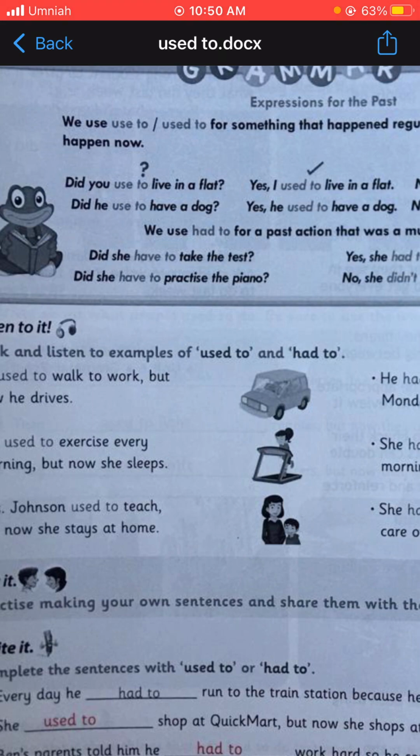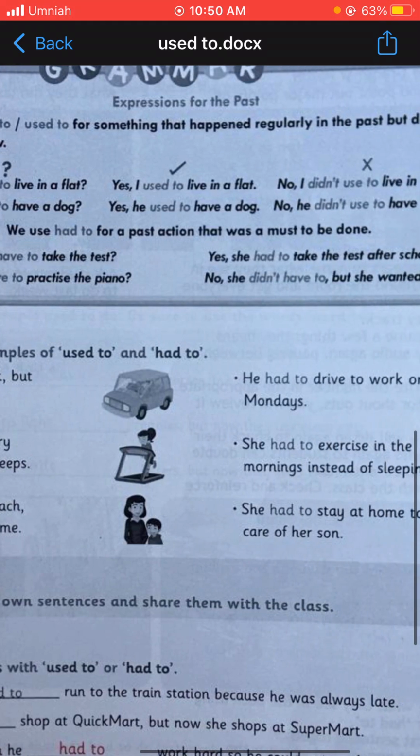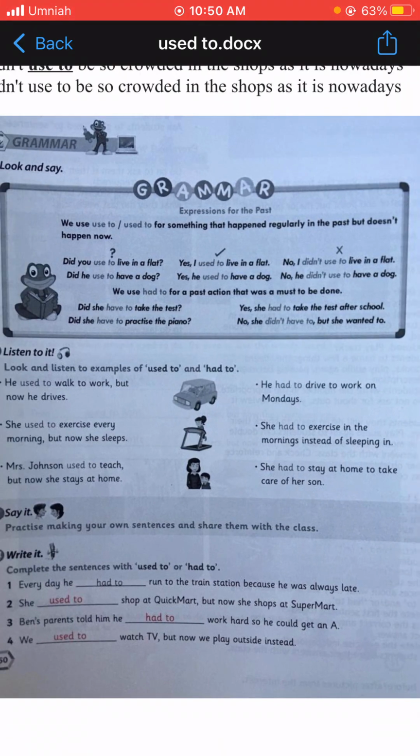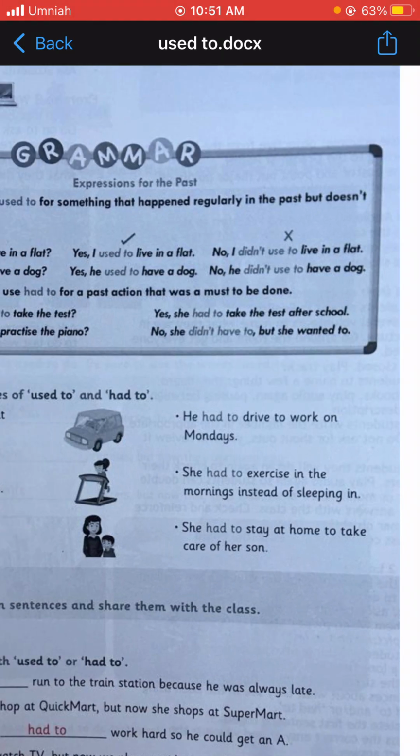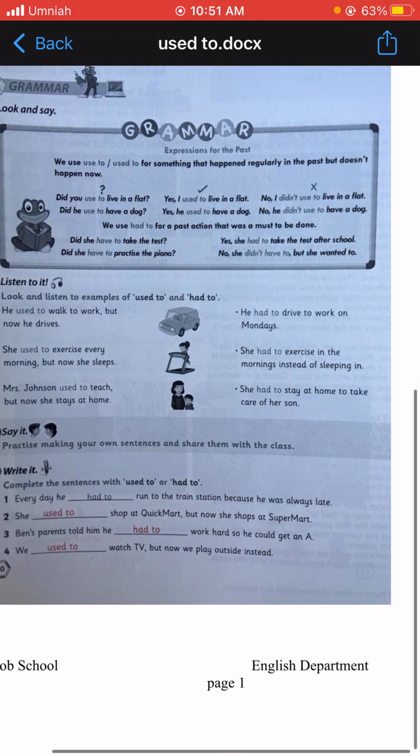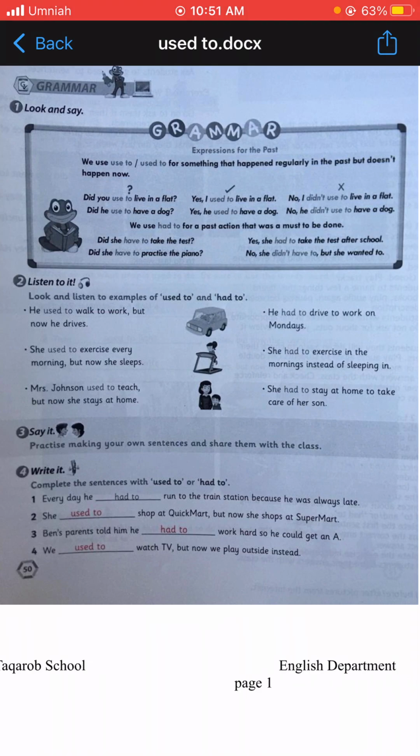Okay, now look at the second example, please. Did she have to practice the piano? So if the answer is yes, tell me what is the answer. Excellent. Yes, she had to practice the piano. If the answer is no, what is the answer? No, she didn't have to. Yes, but she wanted to. She wanted what? To.